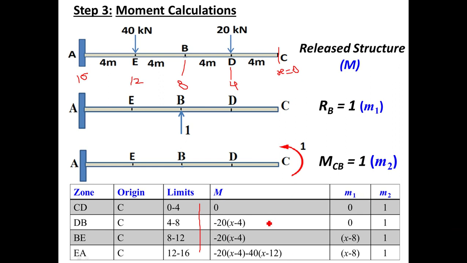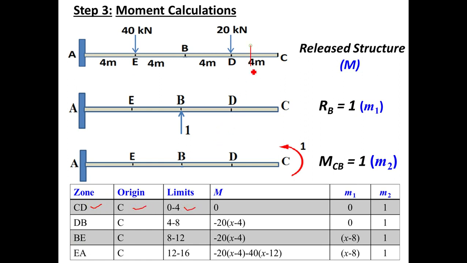Now the remaining three columns of the table represent the values of moments in the various zones of these three figures. The capital M column you will get from the released structure. The M1 column you will get from the RB equal to 1 figure, and the M2 column you will get from the MCB equal to 1 figure. Now we have to take sections one by one in all these three figures. So if you start from the first zone, that is the CD zone, the origin is C, and the limits are 0 to 4.